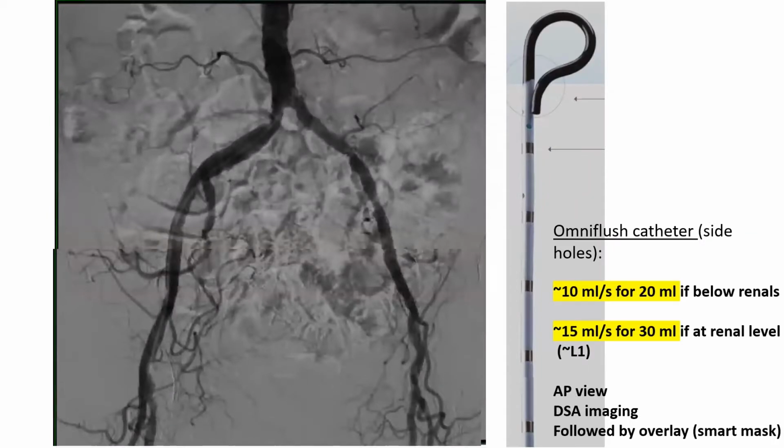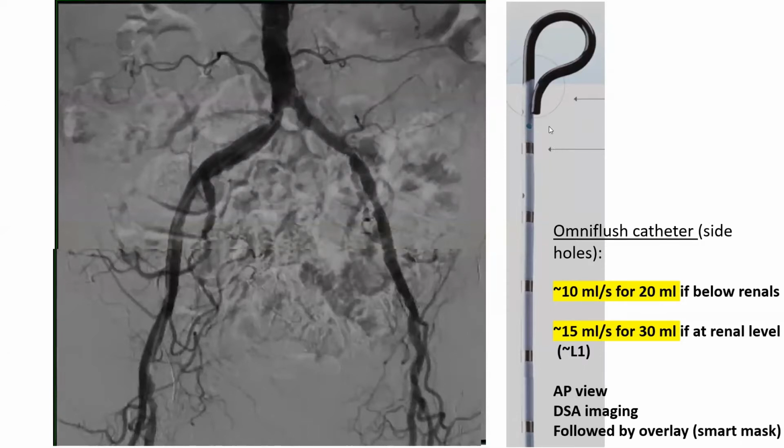Let's say we have left lower extremity claudication. We're starting with the right common femoral artery. We start our imaging with this catheter. So we start with a 4 to 5 French sheath in that common femoral artery here. And we use this omniflush catheter, which is a multi-holes catheter. We position it in the distal aorta and we do our first image.